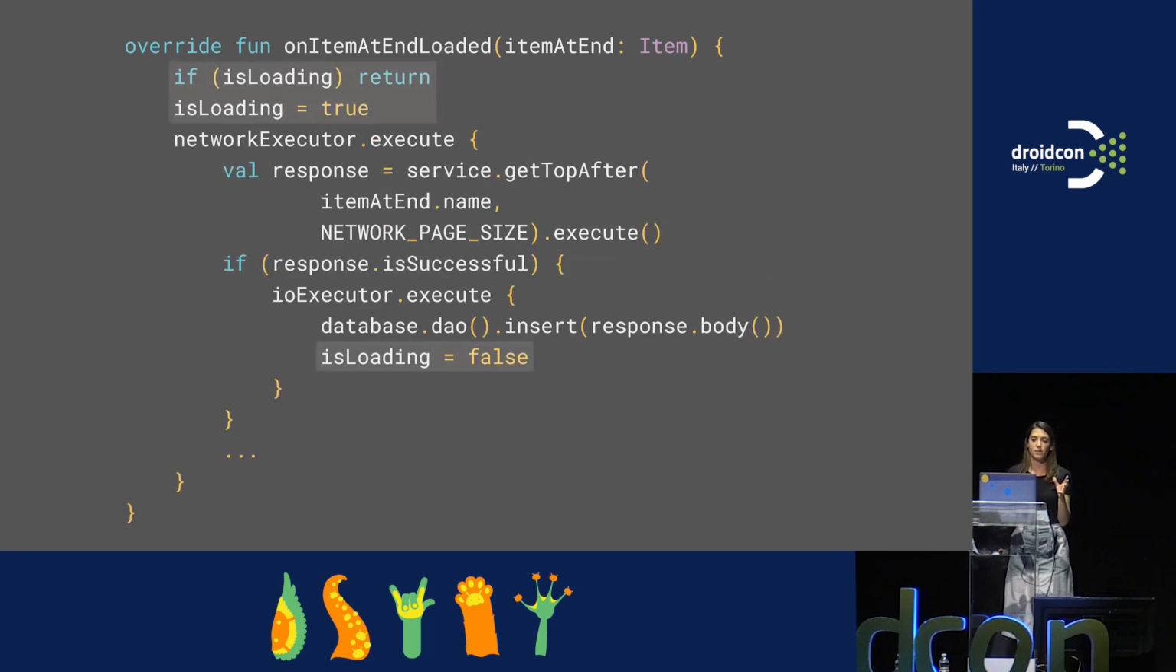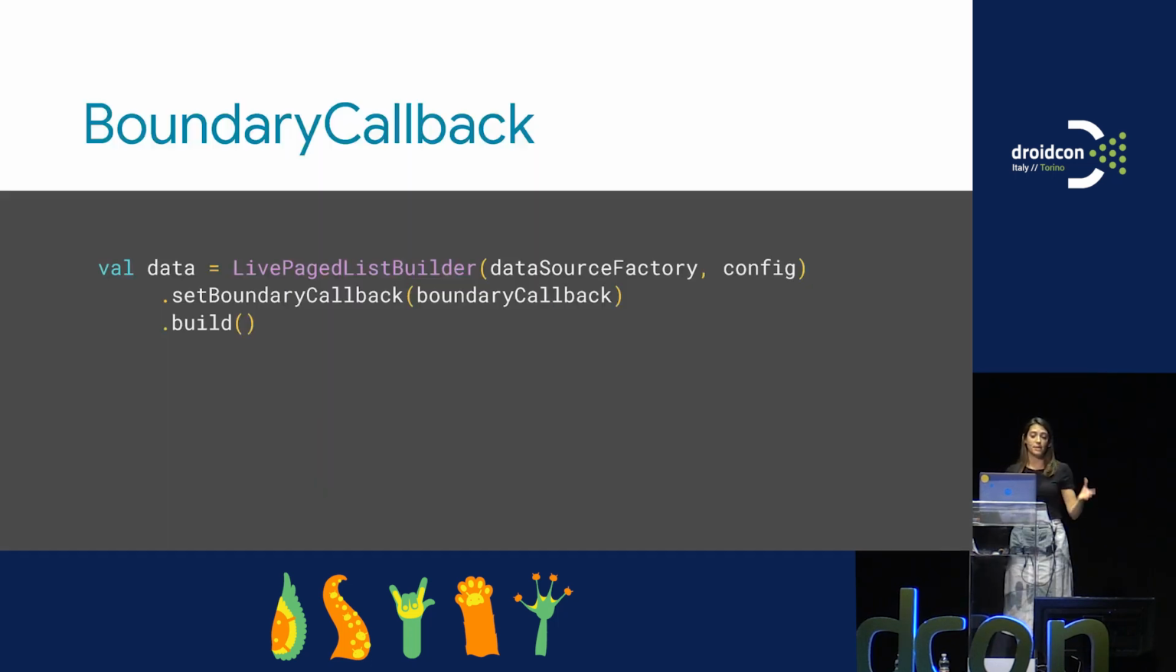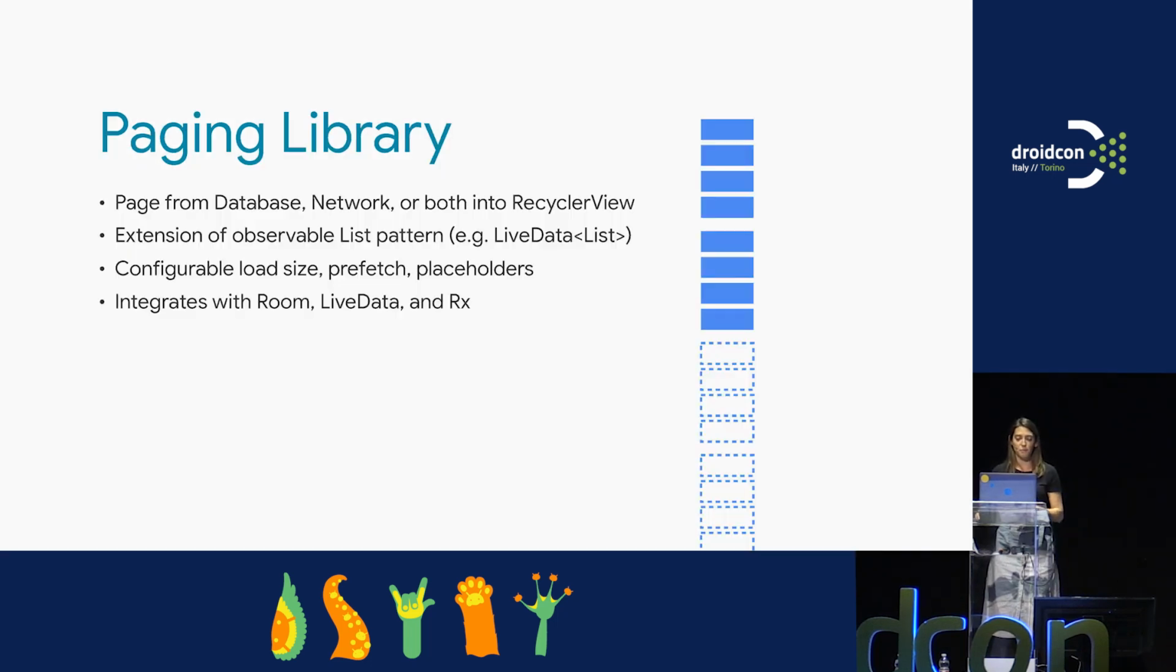There's a small trick here, because onItemAtEndLoaded can be called multiple times. So I would suggest adding an isLoading flag just to make sure that this method isn't called way too many times. OK, so how do you set this boundary callback? How do you make the connections? Well, in the LivePagedListBuilder, you just set the boundary callback. That's all. It means that you can implement your boundary callback in a separate class and just set it when you're creating it in the repository.